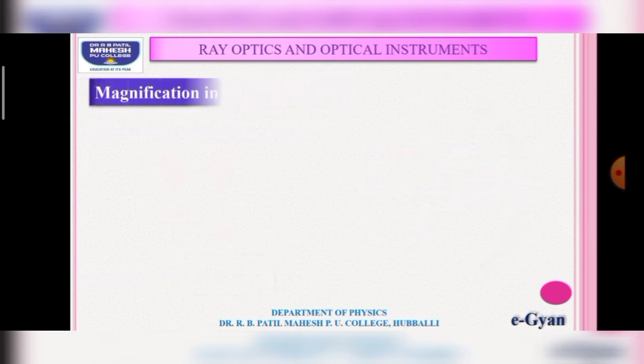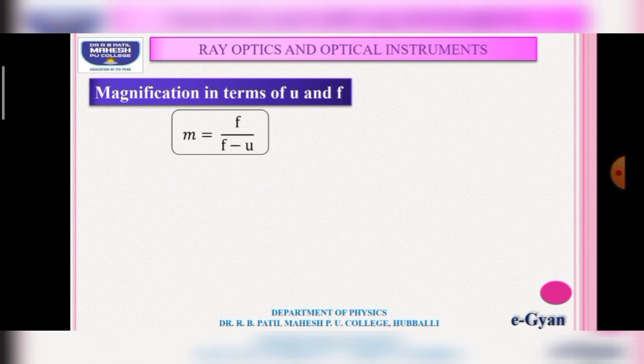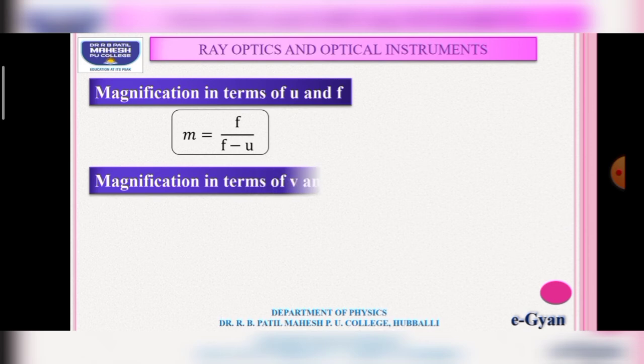Magnification in terms of U and F. Here we are not going to derive the equation, we will directly give the expression, that is m equal to f divided by f minus u, where f is focal length, u is object distance, and m is magnification. Magnification in terms of v and f, where f is focal length and v is image distance, is given by m equal to f minus v divided by f.